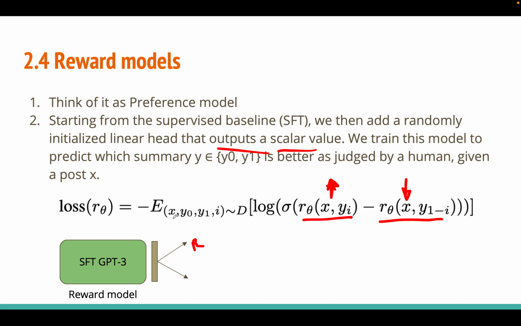where D is the dataset, and for an ith sample, you sample, let's say, a post x and two summaries for the same post, y0 and y1, where yi is the preferred summary over y1 minus i. So this is the loss, and then you train the model. As you know, it's very simple because it's the loss function. Then you just train the model with, let's say, stochastic gradient descent, and then you have this reward model.